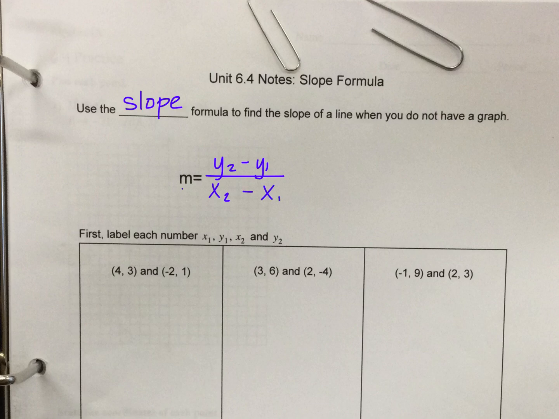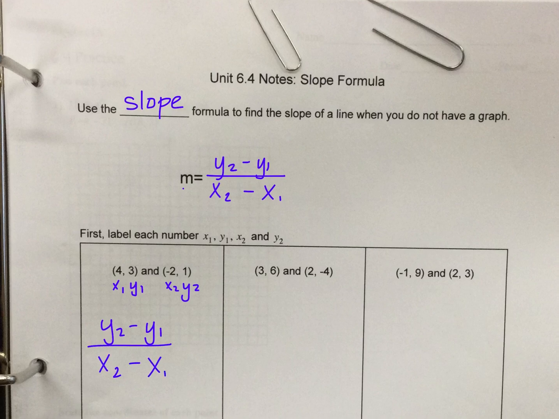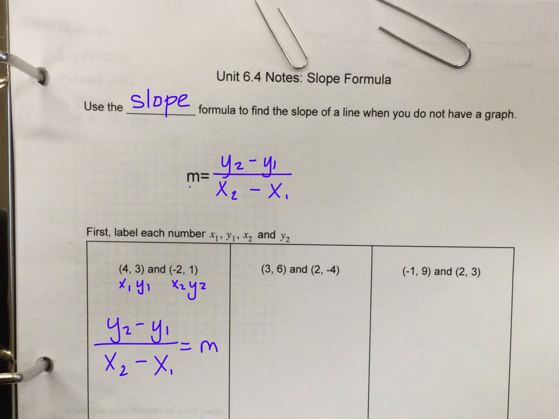So the first thing we do is we label everything: x1, y1, x2, y2. We always label it the same way. I am going to write this out. So that's my formula. That equals m. Instead of a y2, I would use a 1. Instead of a y1, I would use a 3.